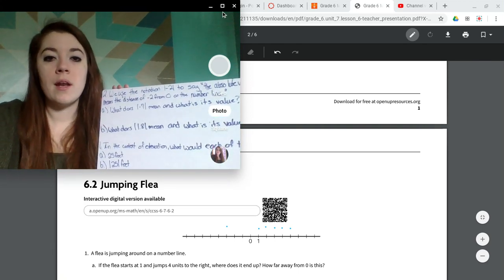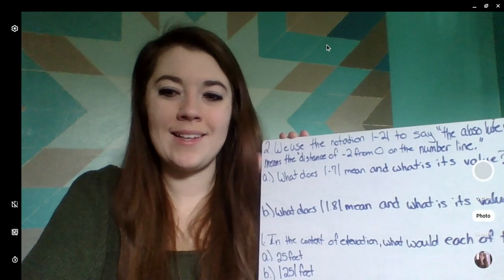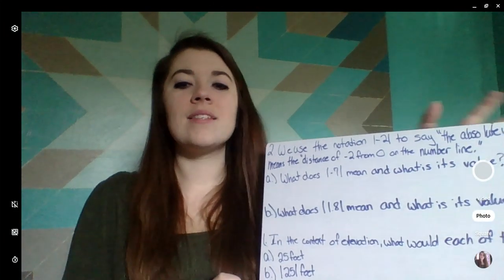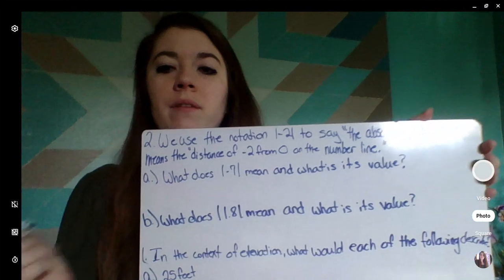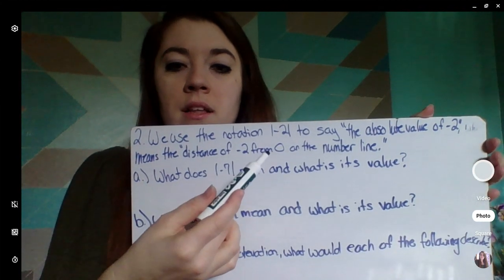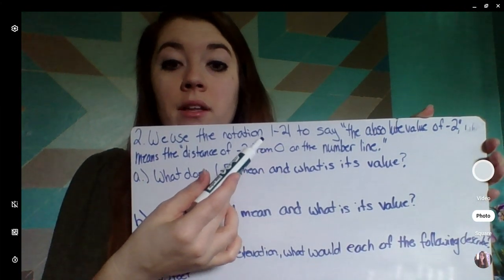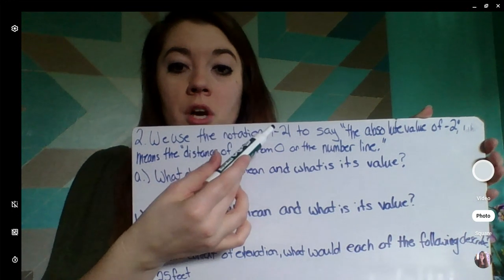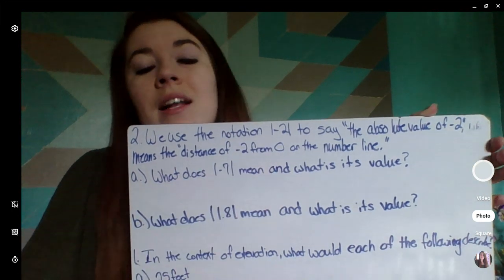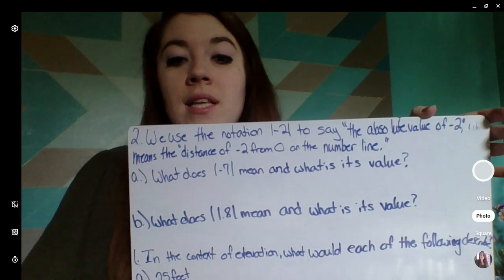So for this, we can have full screen, make it a little easier for you to see. Okay, so we use the notation. This notation right here is how we notate absolute value. It's two vertical lines on either side of our number. So don't mistake them for one.